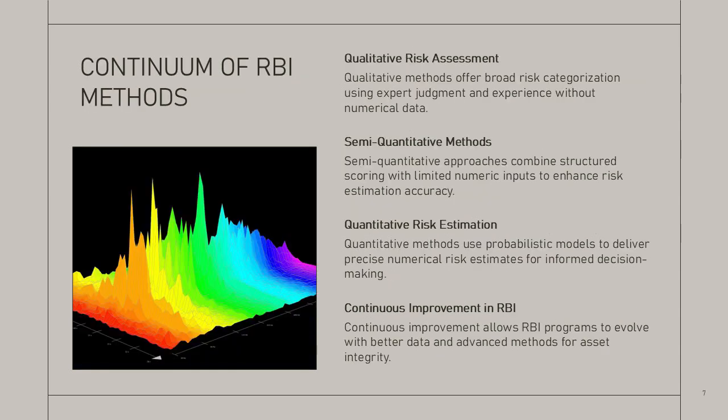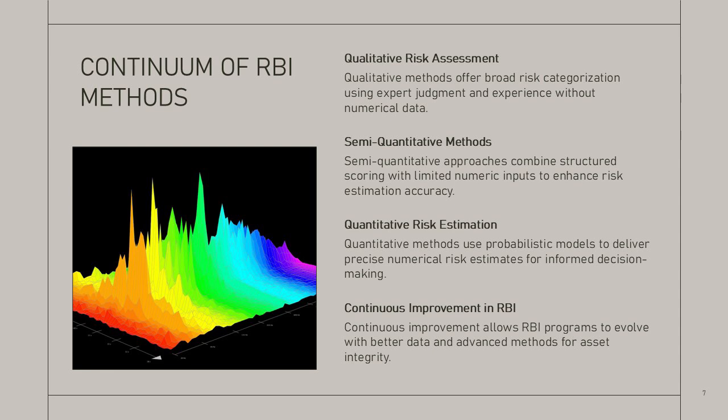The concept of a continuum of RBI methods highlights that qualitative, semi-quantitative, and quantitative approaches are not discrete or isolated options, but rather part of a progressive spectrum of analytical rigor. At one end of the continuum, qualitative methods provide broad risk categorization based on expert judgment and experience. At the other end, quantitative methods deliver precise numerical risk estimates using probabilistic models.